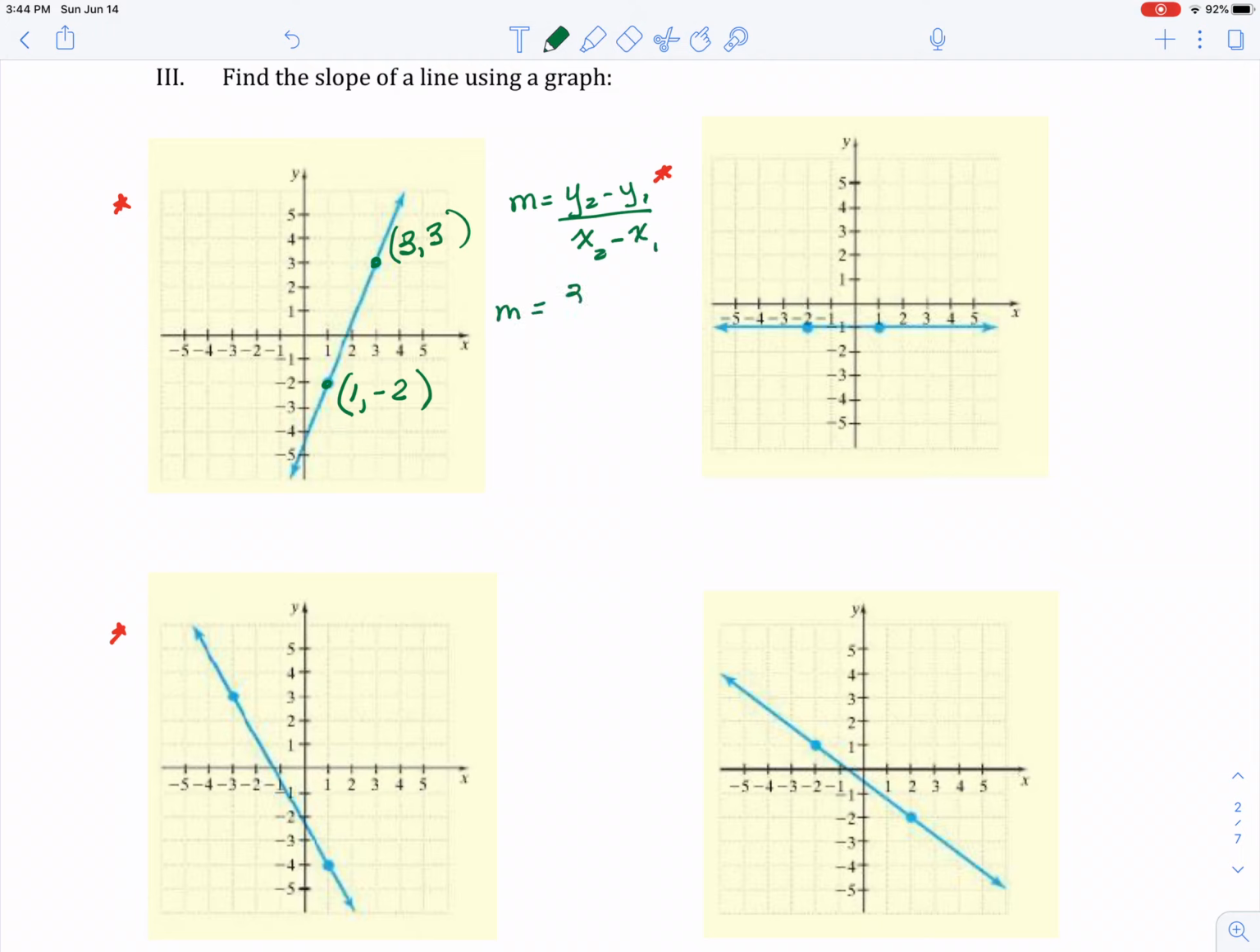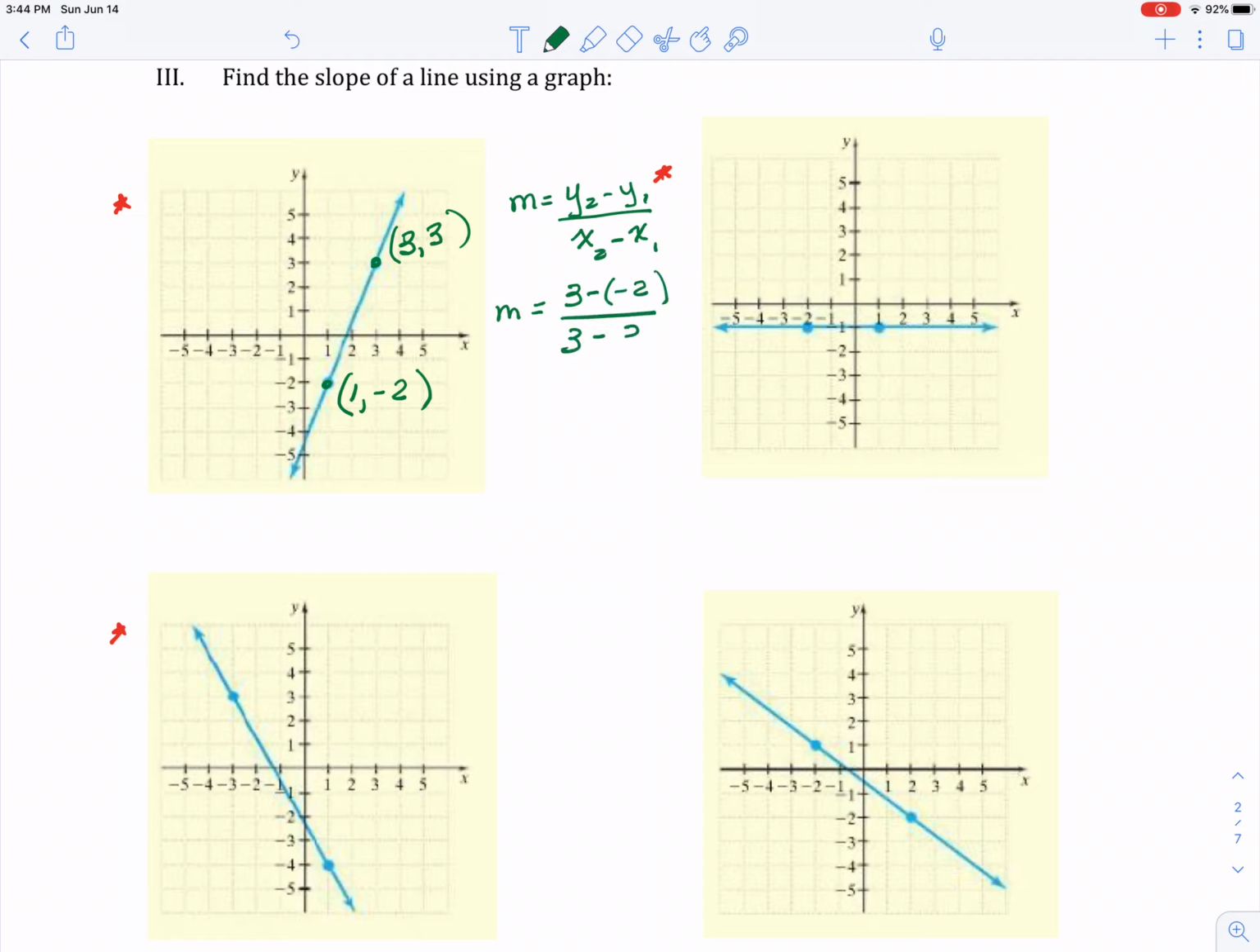I'll start with the 3 and subtract the negative 2. Remember, the y's go on top. And then I'll come back and start with the 3 and subtract the 1. So I'm starting with y, subtract y, and then I'm going to x, subtract x, keeping that in the same order. So in the numerator, it looks like I have 5. Oh, excuse me, I made a mistake right here. It should be 3 subtract 1. Sorry. In the numerator, I have a 5, and in the denominator, I have a 2. So this particular line has a steepness or a slope of 5 over 2.